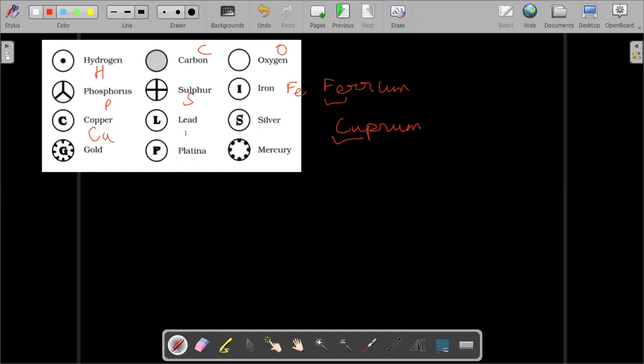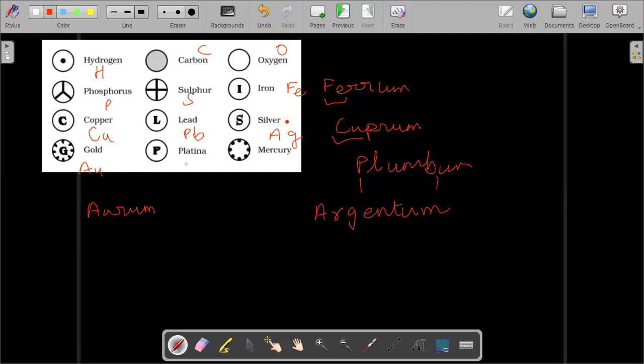Lead, its symbol is Pb. It is obtained from the Latin name plumbum. From plumbum you take P and B, making Pb. Silver is Au, right, sir? No, it's Ag. It's obtained from the name argentum. Its Latin name is argentum, and from this we obtain the symbol Ag. Sir, gold is Au, right? Yeah, gold is Au. Its Latin name is aurum. Then you have platinum, Pt.